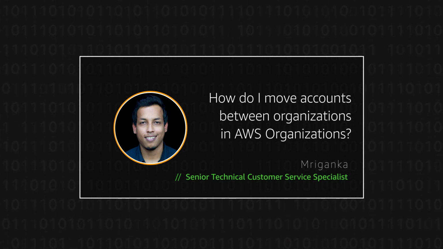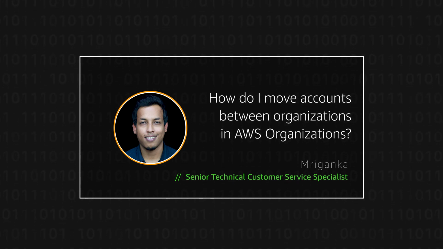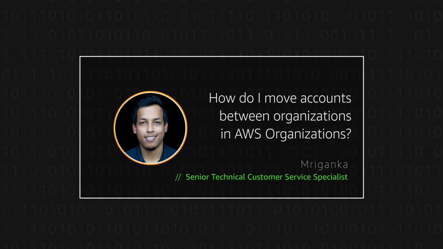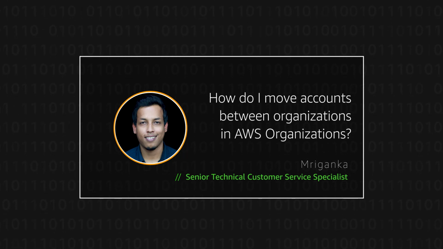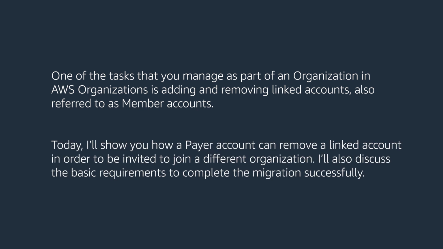Today, I'm going to show you how a peer account can remove a linked account in AWS Organizations from one organization so it can join a different organization. Let's get started. One of the tasks that you manage as part of an organization in AWS Organizations is adding and removing linked accounts, also referred to as member accounts. Today, I'll show you how a peer account can remove a linked account in order to be invited to join a different organization. I'll also discuss the basic requirements to complete the migration successfully.